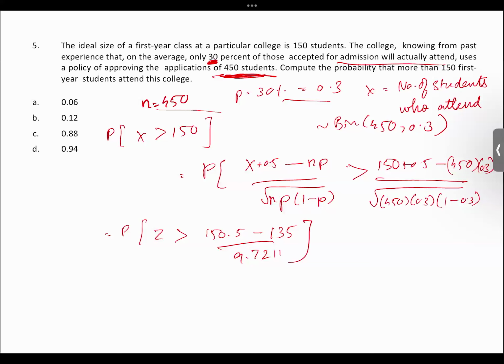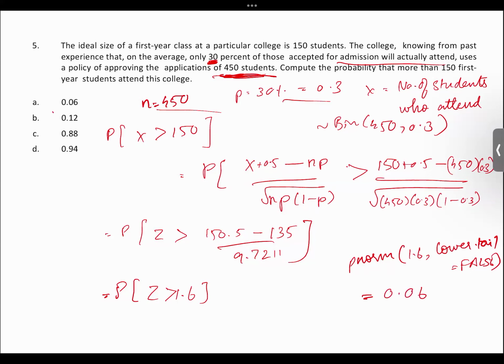So if you solve this, you'll have P of Z greater than 1.6. If you apply pnorm of 1.6 with lower.tail equal to false, you will get an answer of 0.06. So option A is your answer. Okay, that's it for this problem. Next one.